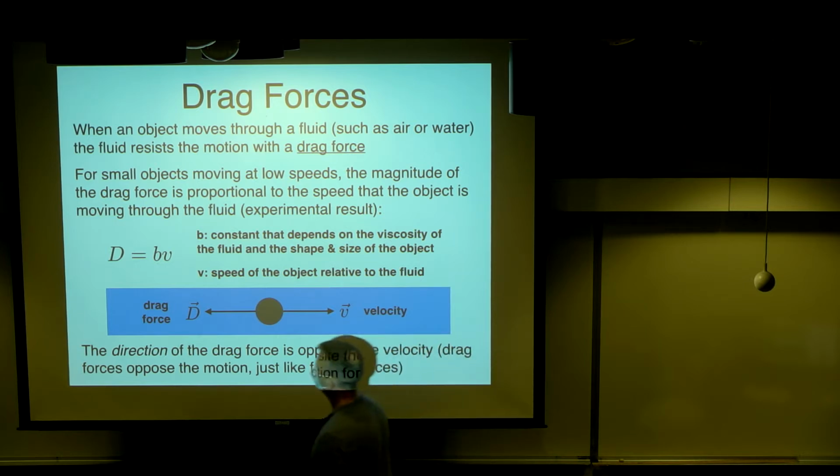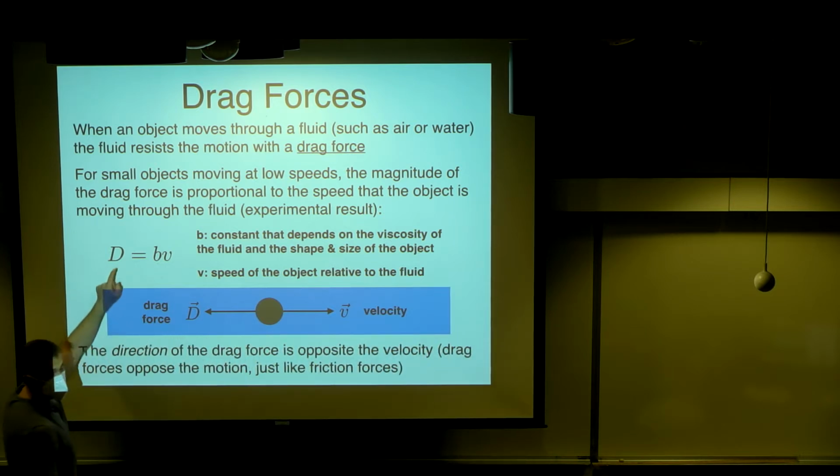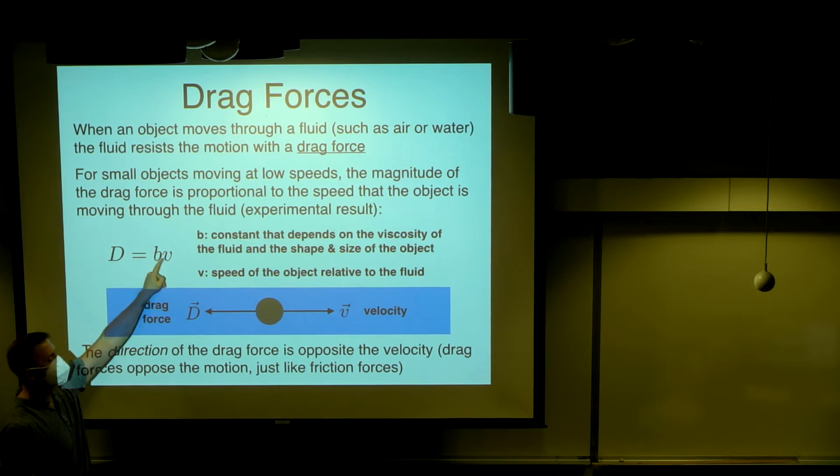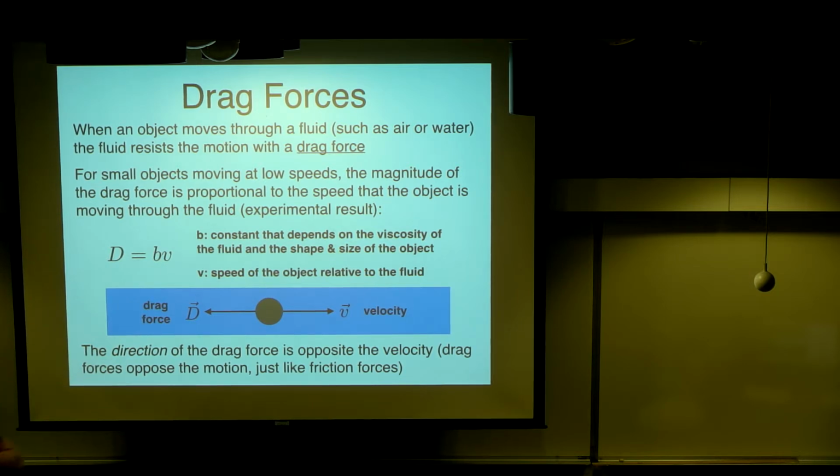So if we denote the drag force by D, the drag force is given by some constant B times V, where V is the speed that your object is moving relative to the fluid. So again, this could be your speed moving through the air, speed moving through water, or anything like that.